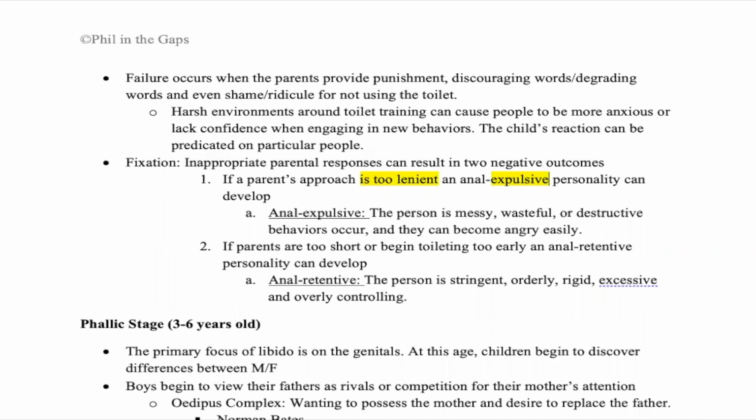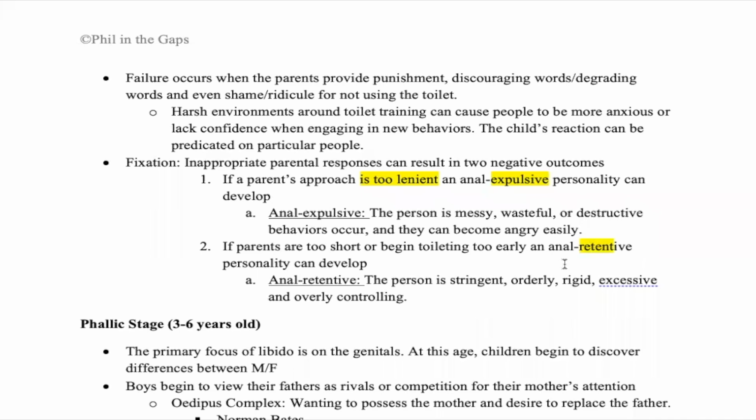On the other side of the coin, if parents are too short or begin toilet training too early, an anal retentive personality can develop. And this is the term that I was saying people often use loosely, like, man, that person is so anal. They just like things a particular way. Well, that's what anal retentive is. If you think of the word retention, they are trying to keep things in order. If you're trying to retain something, you're trying to keep it a particular way that you want it. So anal retentive means the person is stringent, orderly, rigid, and excessively and overly controlling over everything that they are a part of.